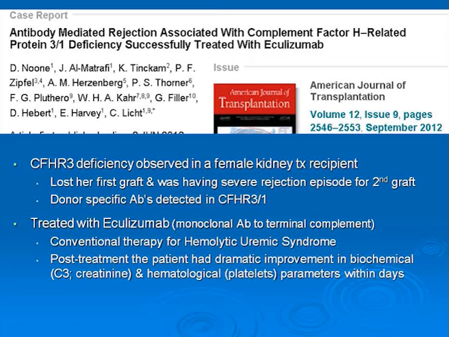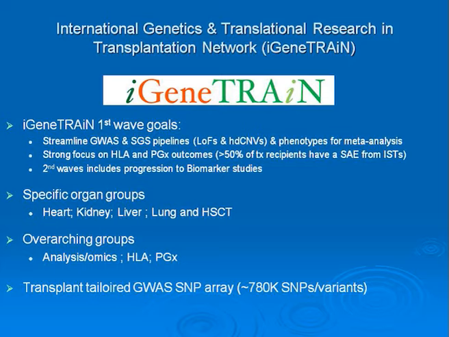So to try to discover as many of these as we could, even with the cost of sequencing coming down, we wanted to try and put together 20, 30, 40,000 samples across as many transplant cohorts as we could. So we set up a consortium. It's a terrible name, but it was all we could come up with at the time.